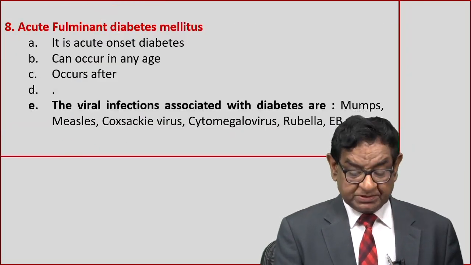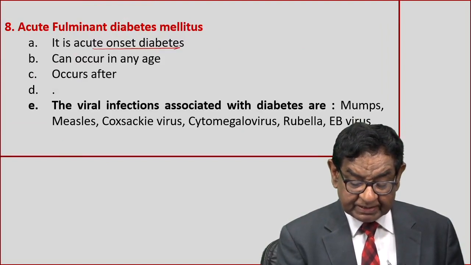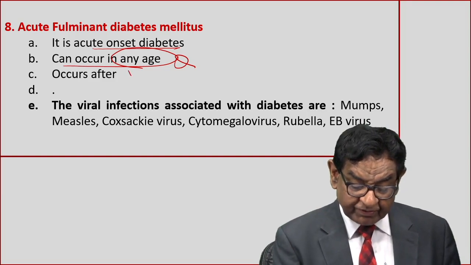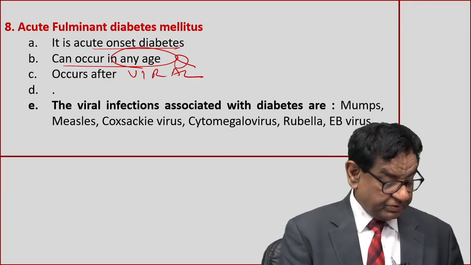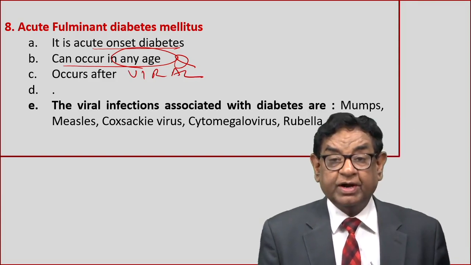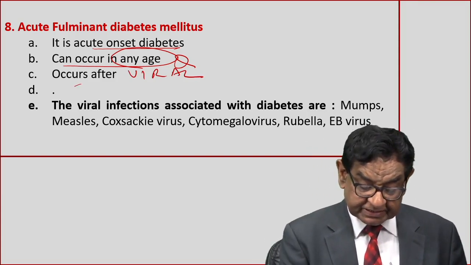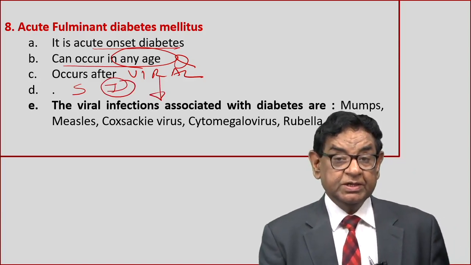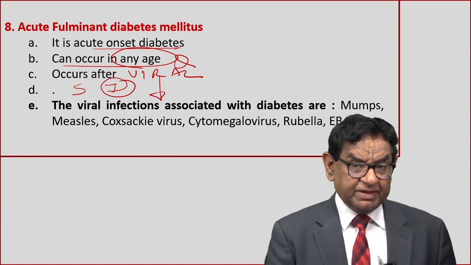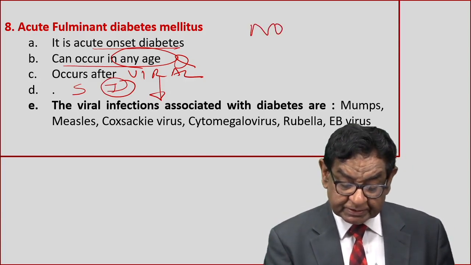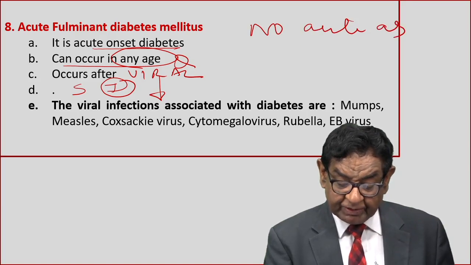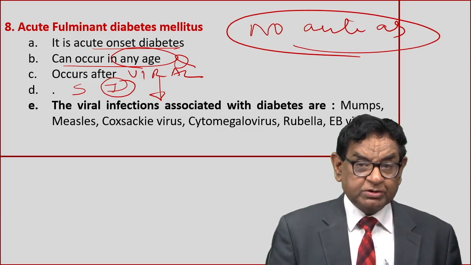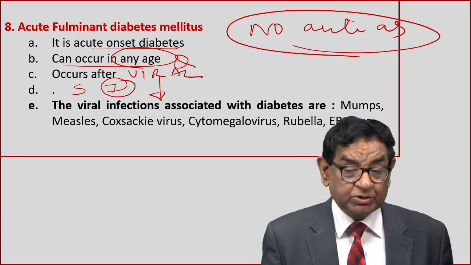Acute fulminant diabetes is a sudden onset diabetes, may occur at any age, very important point. It occurs usually after viral fever, and viral infection destroys the beta cells. In such cases serum insulin level is reduced. So there is destruction of beta cells, serum insulin level is reduced and there are no antibodies. This is one point by which we differentiate it from type 1 diabetes, and this is also supposed to be a cause of type 1 diabetes which is due to no autoantibodies.